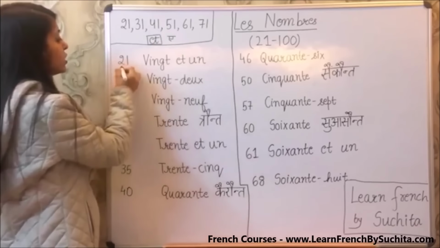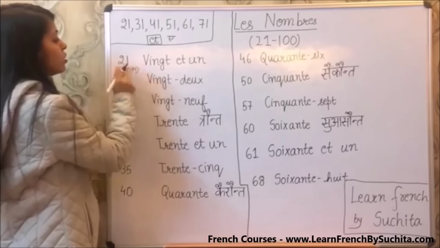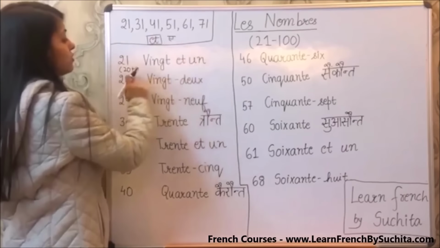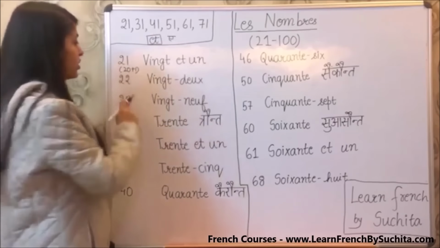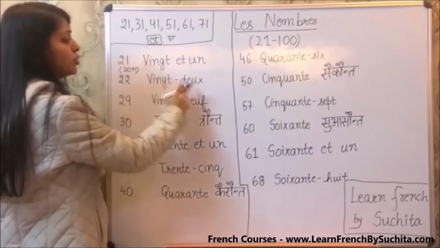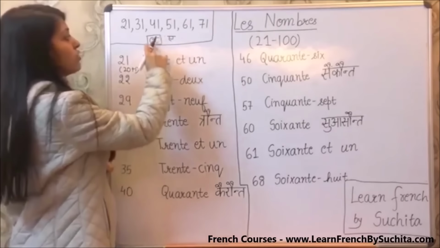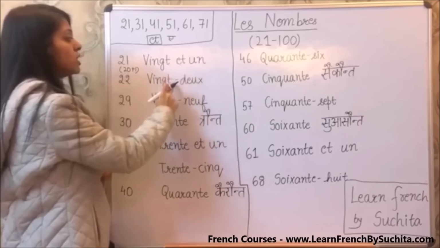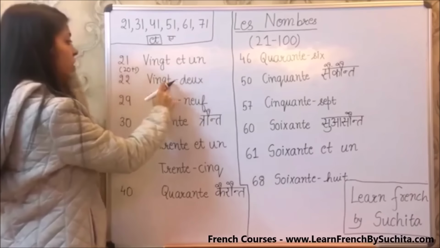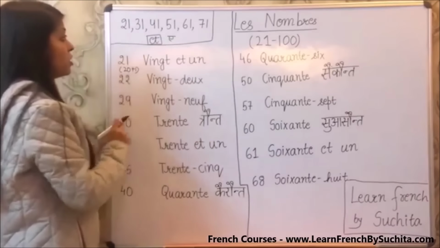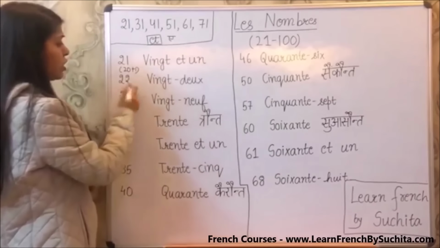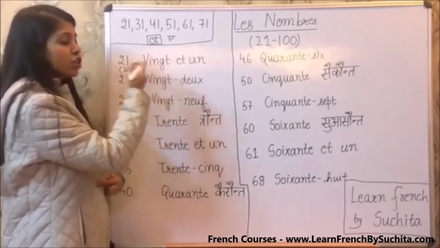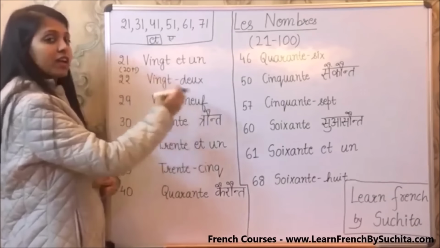21. How do we write? 20 plus 1. 20 becomes vingt, so it becomes vingt et un. 22, vingt-deux. We have to note that whenever we put ET, then we never put a dash, and when we do not put ET, then it is compulsory to put a dash in between the two words in countings. Similarly, 23 would be vingt-trois. 24, 20 plus 4, so vingt-quatre.